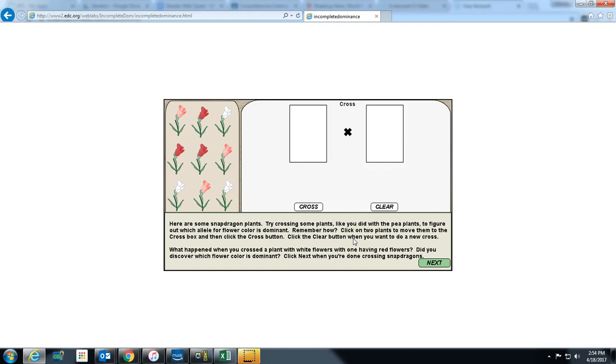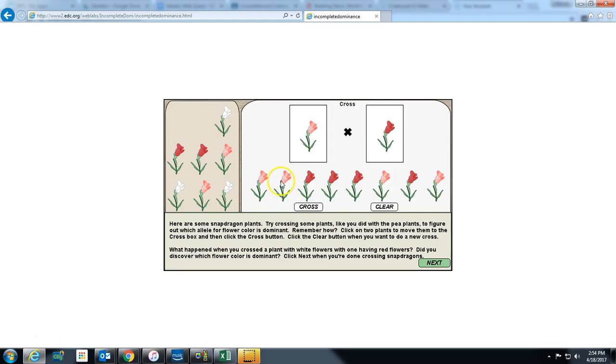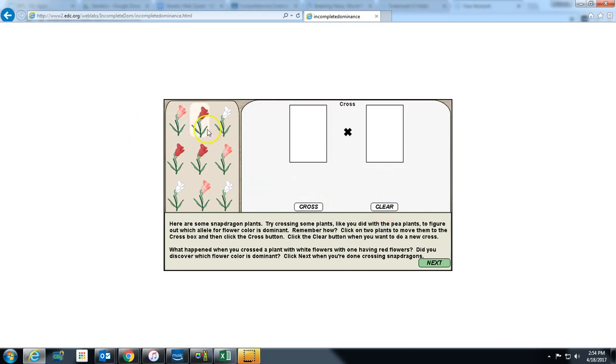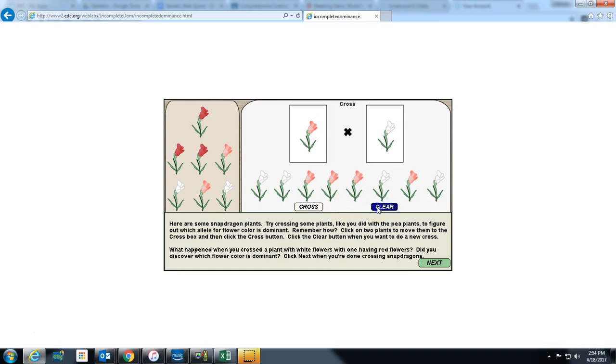Now we're going to look at these snapdragon plants. We're going to try crossing them like we did with the pea plants to figure out which allele for flower color is dominant. So if we do pink and we do red, wow, we get both pink and red. So they're not all one color. We have different colors. Let's see what happens when we do pink and white. When we do pink and white, we get some white and some pink. Interesting. Let's see what happens when we do 2 pinks. Oh my goodness. Some are pink, some are red, and some are white.